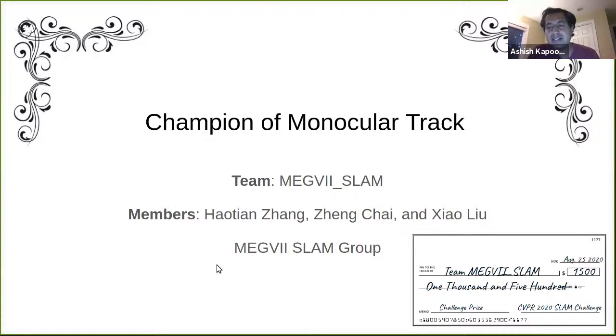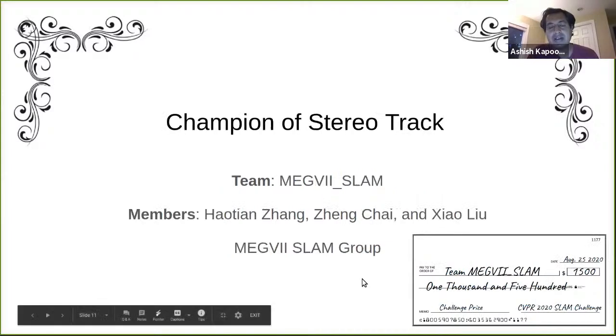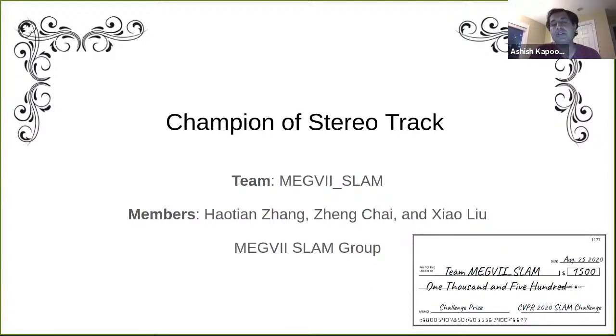Wenshan, next slide, please. And the runner-up of the monocular track is Burnt GPU Needs Bugs. I think it also gets the prize for the most creative name. The member is Yixiang Min from Stevens Institute of Technology, with prize money of $1,000. Now let's go on to the stereo track. For the stereo track, the champion team was again Meg7 Slam. Again, the members are Haoxian Zhang, Zheng Chai, and Xiao Liu.